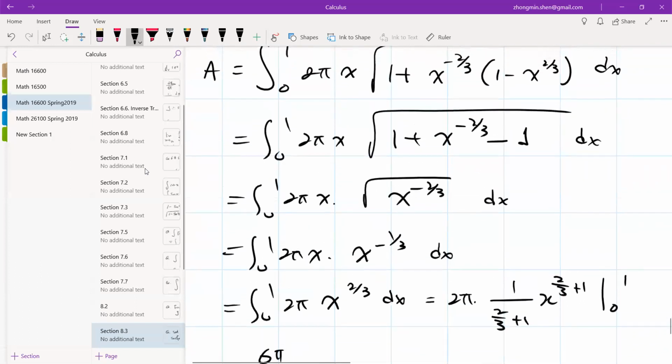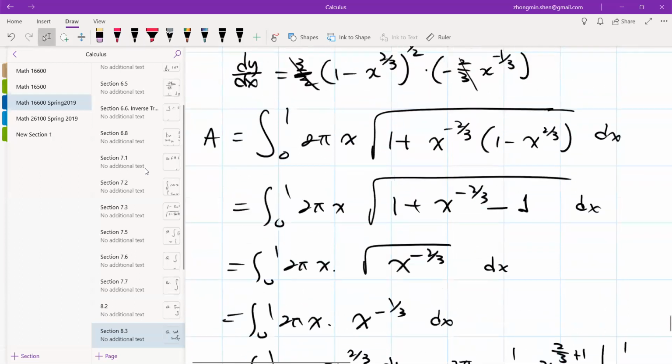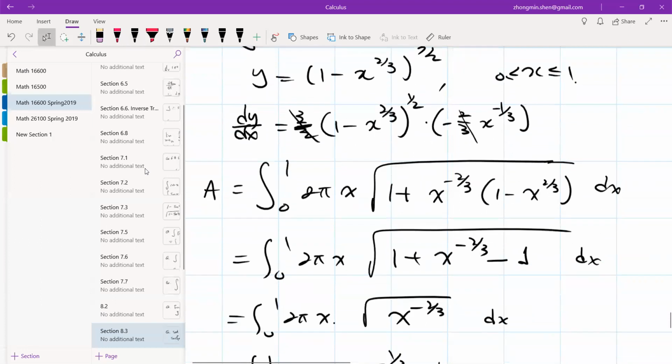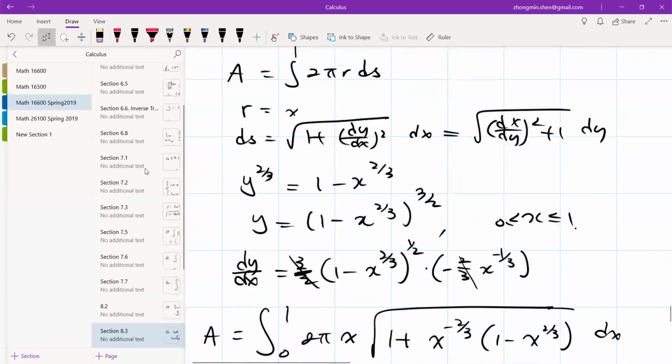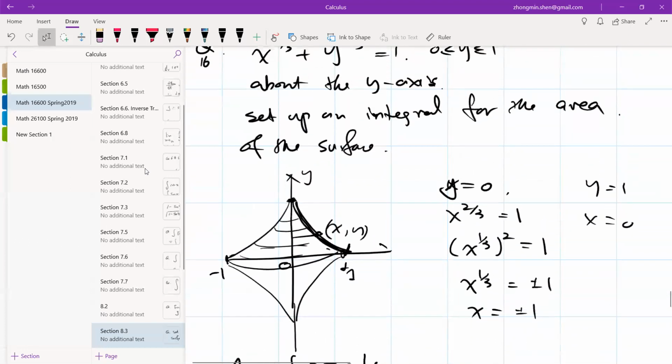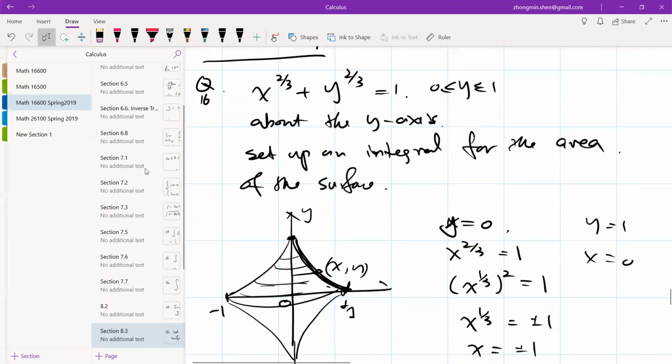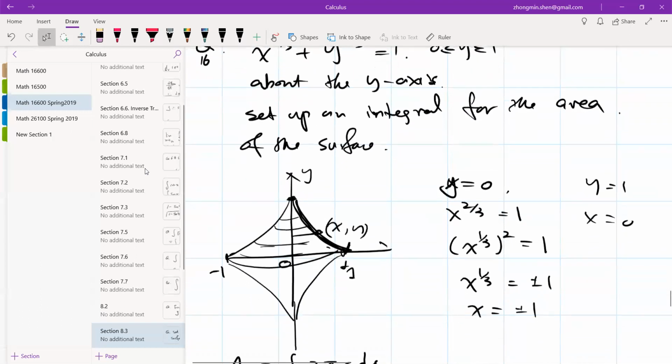So I did not know the integral could be simplified this way. I thought they just set up an integral, but it's easy to evaluate. That's the reason I did it. So let's go back to the problem: set up the integral for this, right? You draw the graph. You find out you just need one piece of the curve to rotate around the y-axis, okay?